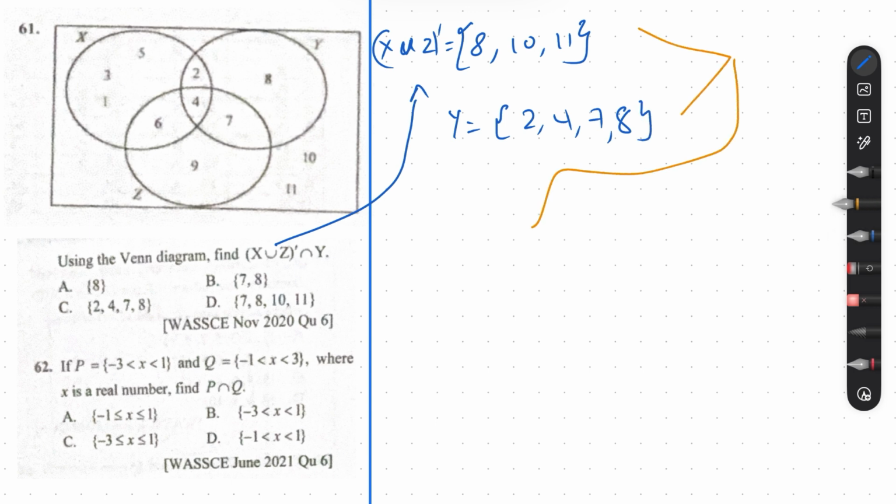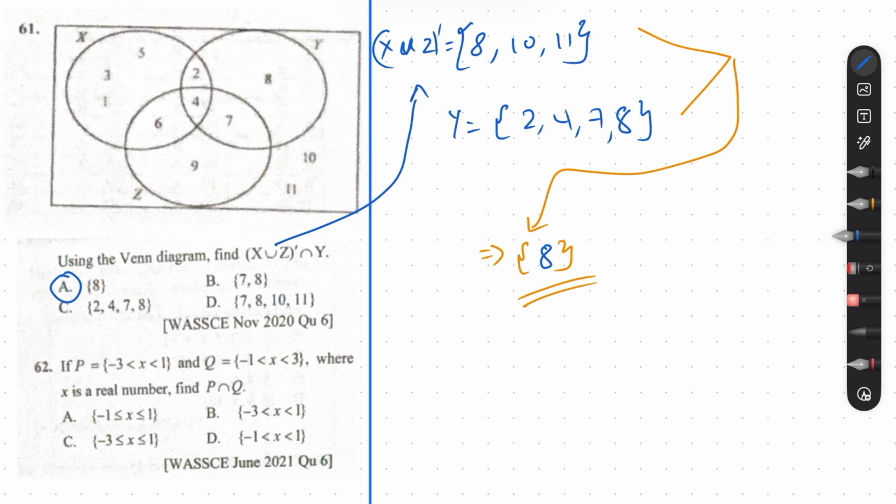What do we have? The solution set is what? What elements are common between this and this? Only 8, right? Only 8. So our answer is 8. Okay, 8. Cool. That's our answer, which is A. A is the answer. Cool. Let's go to question number 62.